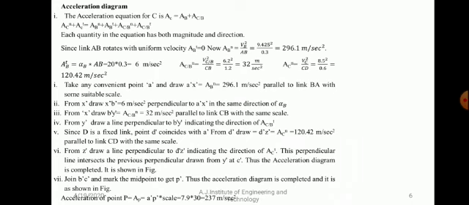Since link AB rotates with uniform velocity, ATB is equal to 0. That is the more important point. ATB is equal to 0. Therefore, in this equation we will have the normal component of B only. This can be calculated as VB square divided by AB. Therefore, 9.425 square divided by 0.3 meters, 296.1 meter per second square.